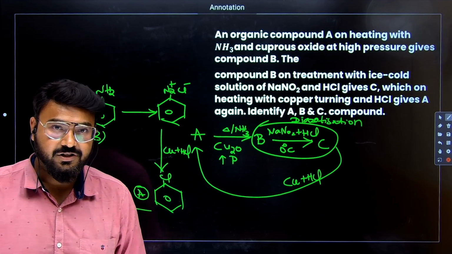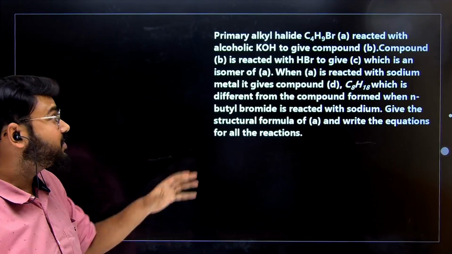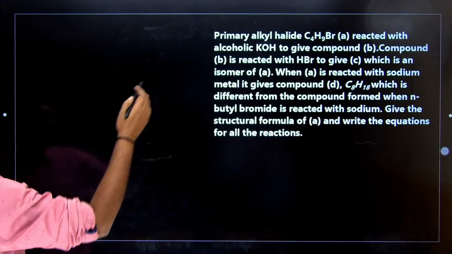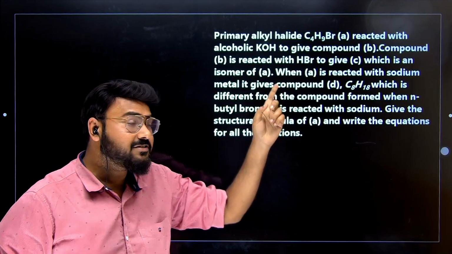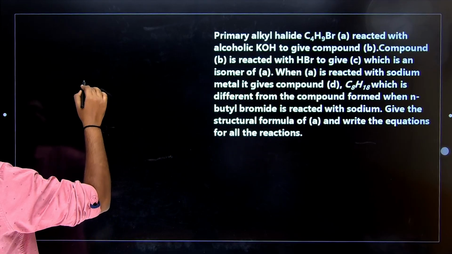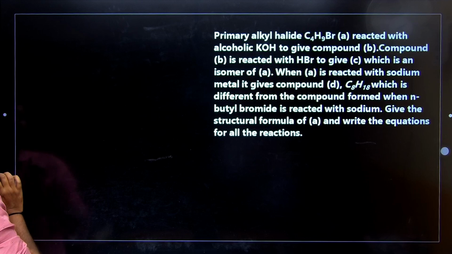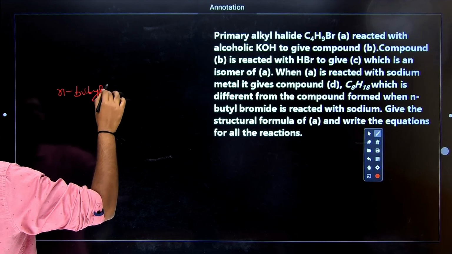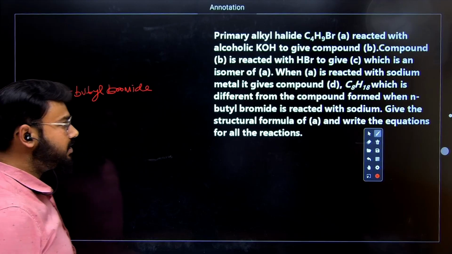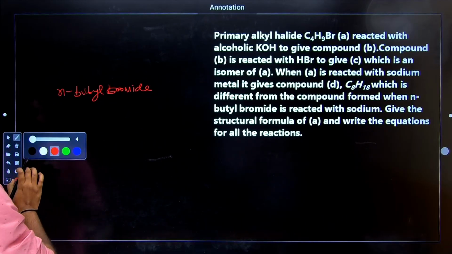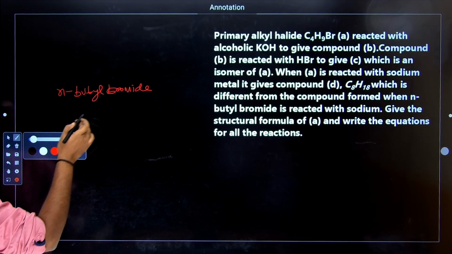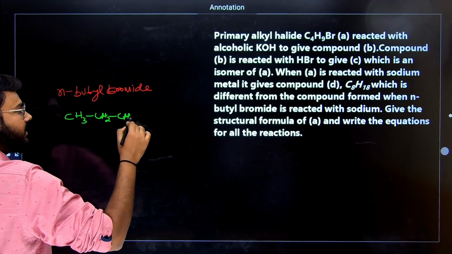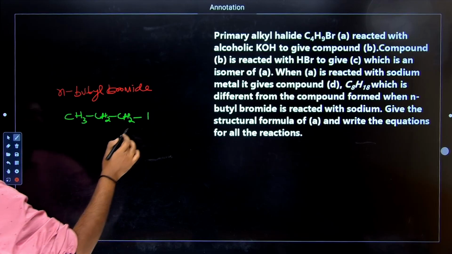Now let's see the next one. All right, guys. So let's see the next question. What it says: a primary alkyl halide. Now focus on the word primary alkyl halide. It means we have just done this question in the first case. So C4H9Br. So it has to be an N-butyl bromide. So let's write the structure of N-butyl bromide here. Okay. So we will write it here: CH3, CH2, CH2Br. No, one more CH2 will come up here.